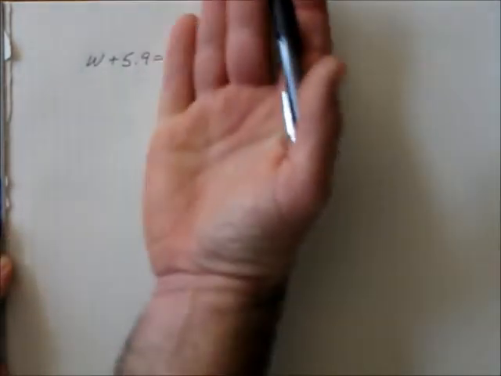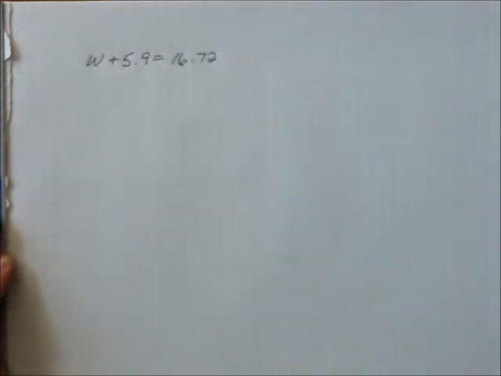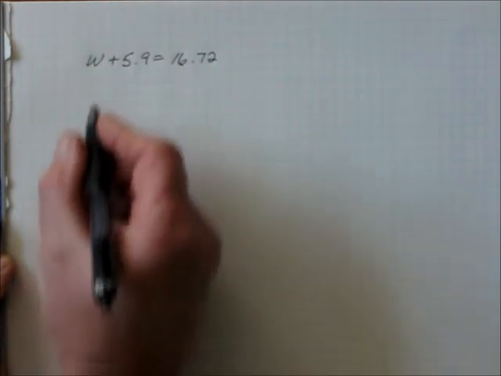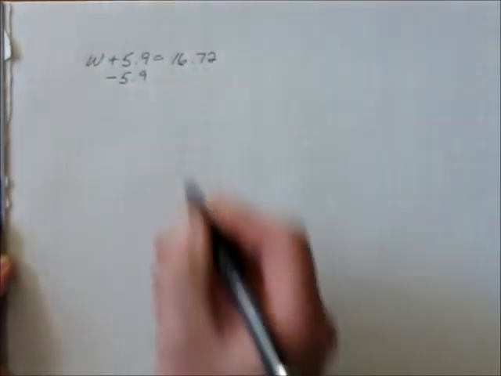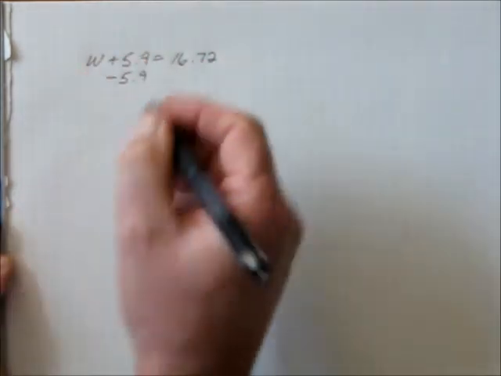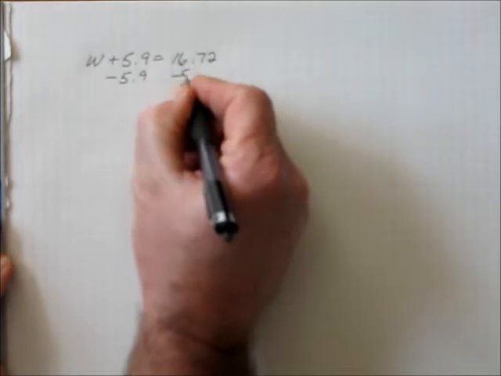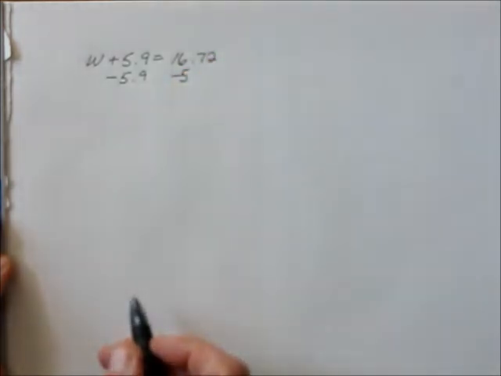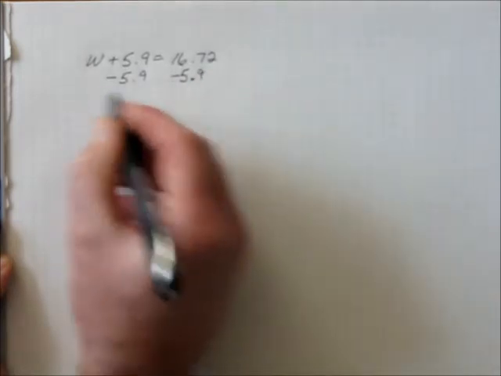Well, just looking at this side of the equation, I have W plus 5.9. I want to get W by itself, so if I subtract 5.9 from both sides, from this side I'll get W, and I also have to subtract 5.9 from the other side. Now, since I'm subtracting with decimals, I'm going to line up the decimal. Okay, and now we're ready to begin.